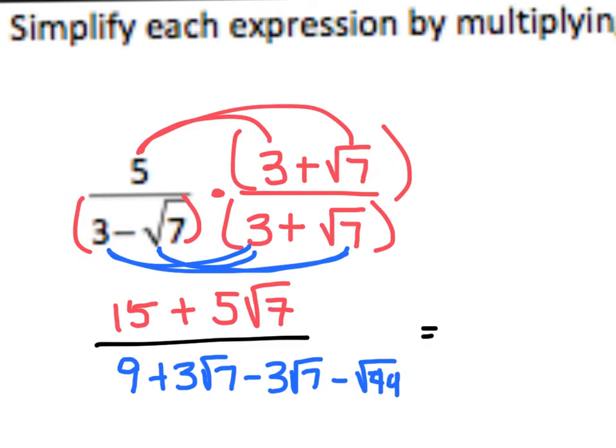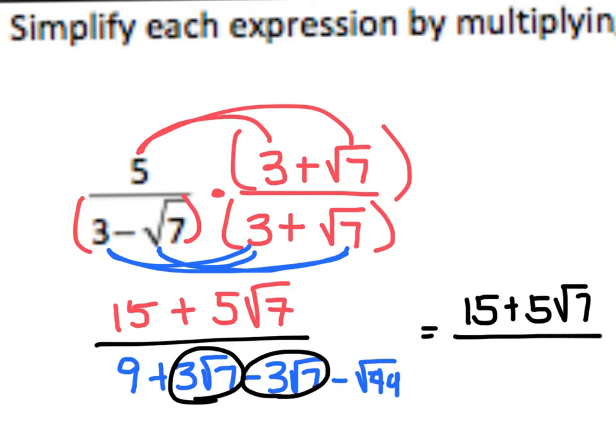On the top, I really can't simplify anything. On the bottom you have 3 root 7 minus 3 root 7. Those are going to cancel each other and be 0. Square root 49 is just going to be 7. So on the bottom, I really have 9 minus 7, which is 2. Okay, and that would be your final answer.